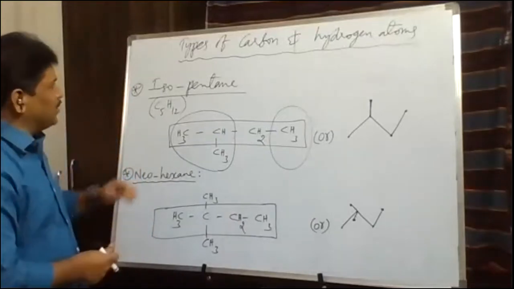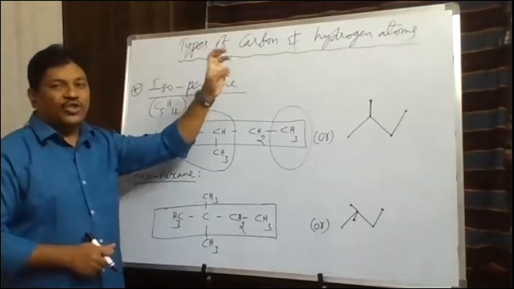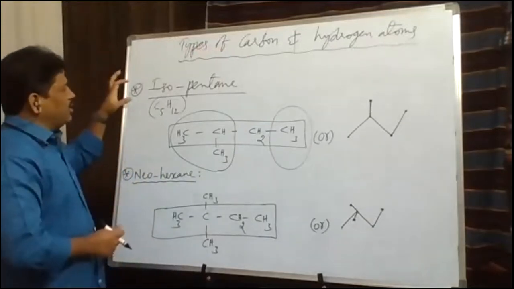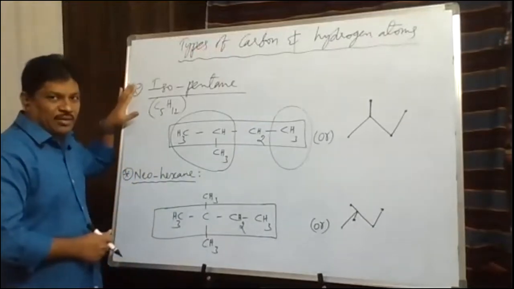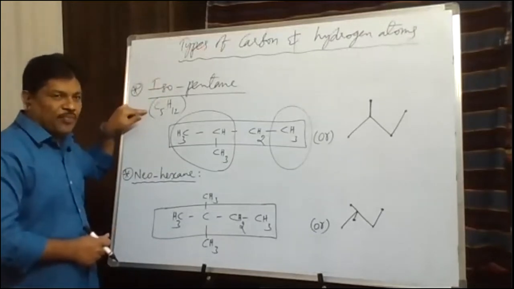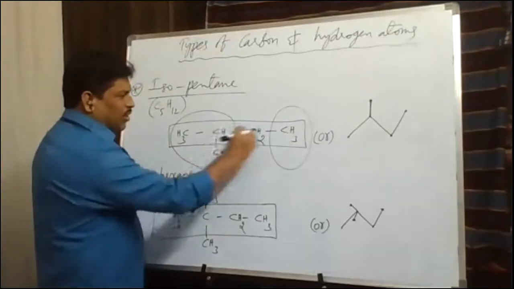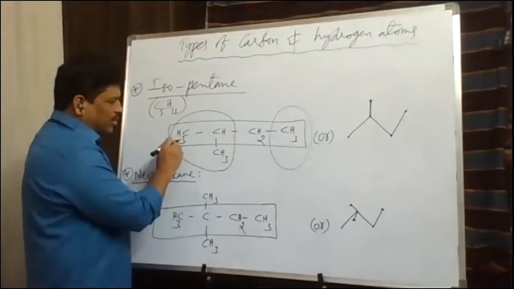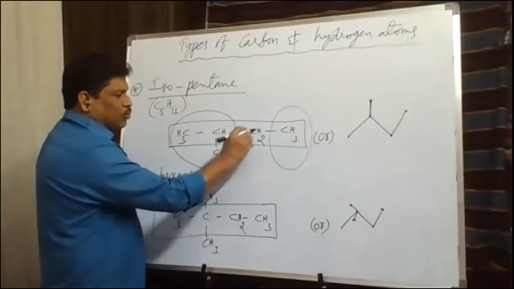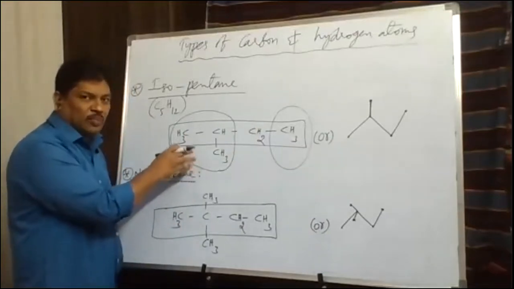Today we are going to discuss different types of carbon atoms and different types of hydrogen atoms in the given organic structure. If you take the example of isopentane, the pentane molecular formula is C5H12, and iso here represents that in this given structure, how to read this one? CH3, CH3, CH2, CH3. It is the structure of isopentane.